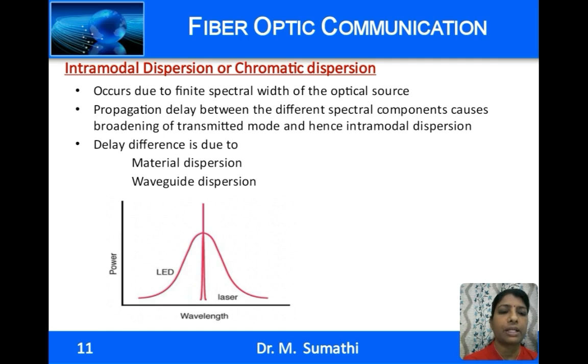So this finite spectral width causes different frequency components to be emitted, and the different frequency components propagate with different velocities, and this causes dispersion. And this delay difference or this dispersion is due to material dispersion and waveguide dispersion.